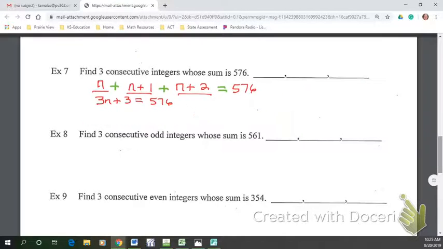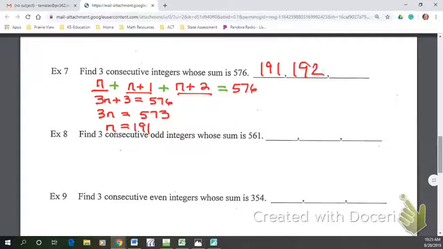Okay, well, how do I solve that equation? Subtract the 3, so that's what? 573. And then calculator, what's 573 divided by 3? 191. Okay, so that is a representation for n, 191. So 191 is n, so what's the next one? 192, 193. And if you want to check your work, just add them up and see if they actually add up to 576.